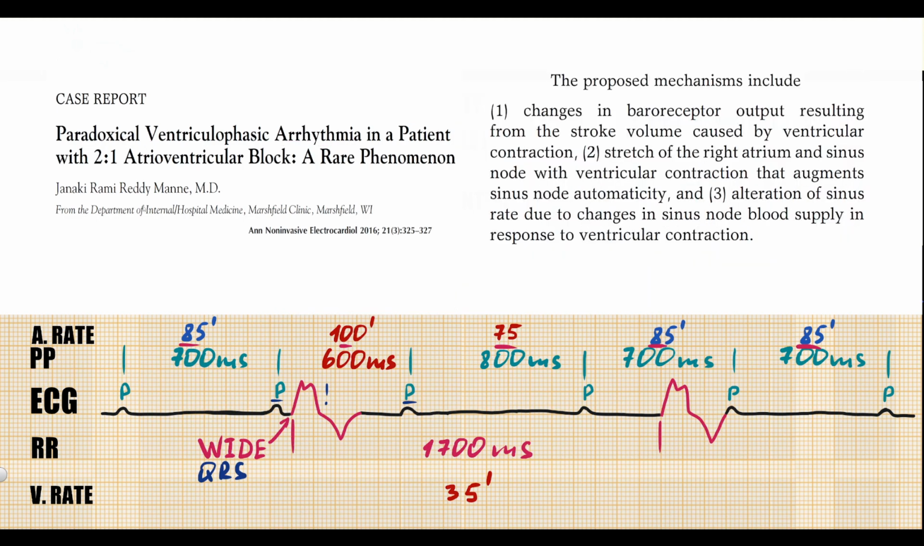There are a few possible mechanisms that can explain ventriculophasic arrhythmia. Changes in baroreceptor output resulting from the stroke volume caused by ventricular contraction. Stretch of the right atrium and sinus node with ventricular contraction that augments the sinus node automaticity, and alteration of sinus rate due to changes in sinus node blood supply in response to ventricular contraction.